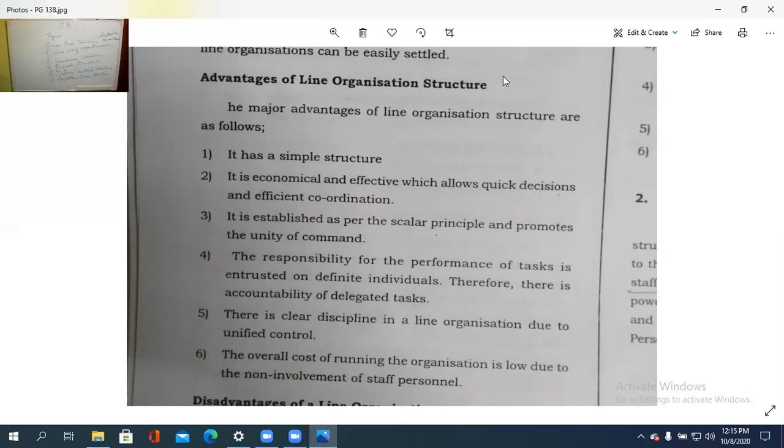Then it is economical and effective, which allows quick decisions and effective coordination.